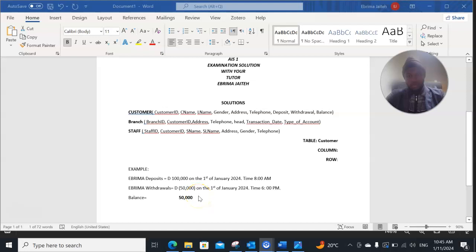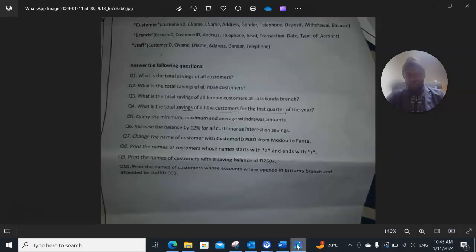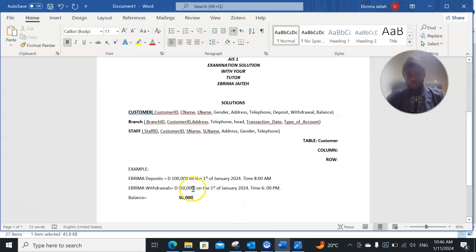So we are talking about the balance of 50,000. We can see here we have a balance of 50,000. This balance will be the net after deducting the withdrawal from your deposit. So this balance will be our net. If the question says what is the total savings of all customers, which amount are you going to select? This 100,000 or 50,000? Obviously it's 50,000, because that's the total savings.